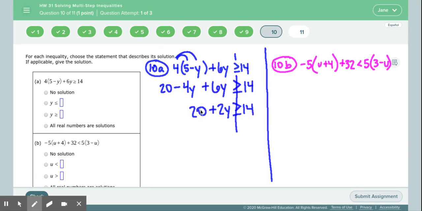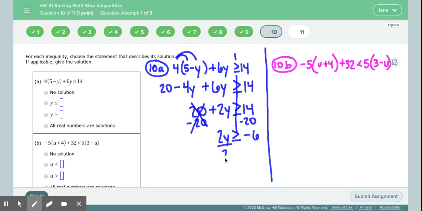So now I move what's unattached to the y first, and in my case, I have a positive 20. So now since I'm going to the opposite side, this is where I do the opposite. 20 minus 20 cancels. I'm left with 2y is greater than or equal to 14 minus 20, which would give me negative 6.